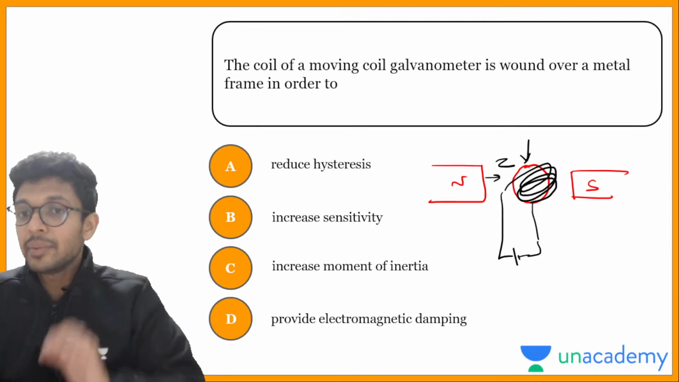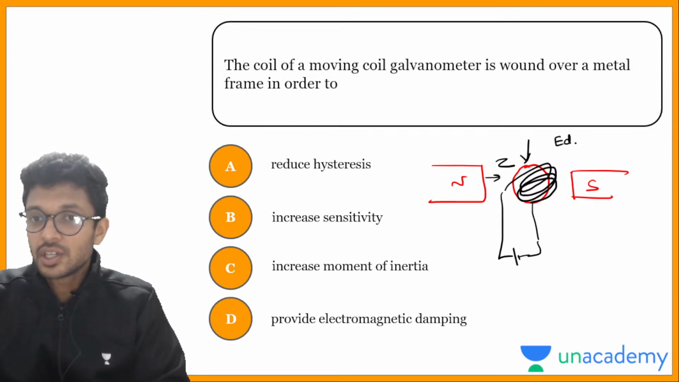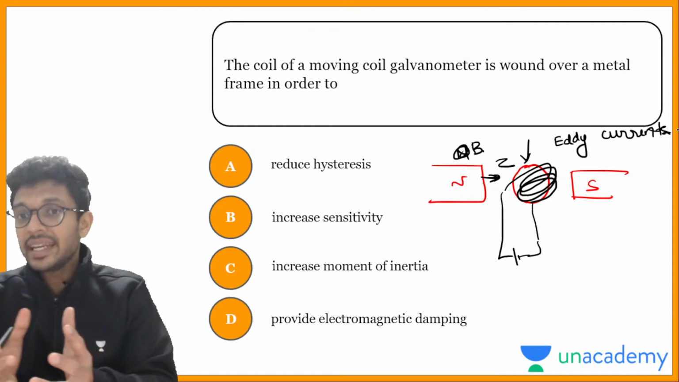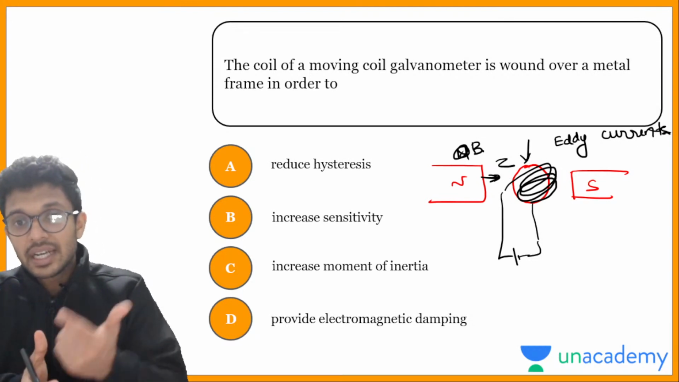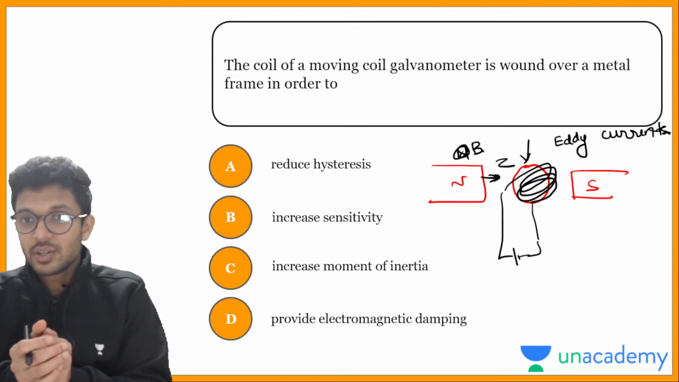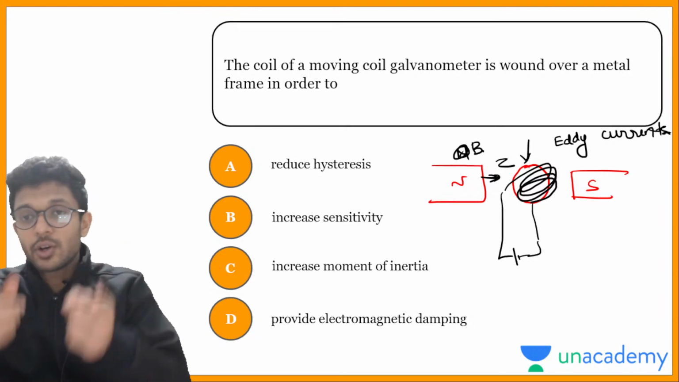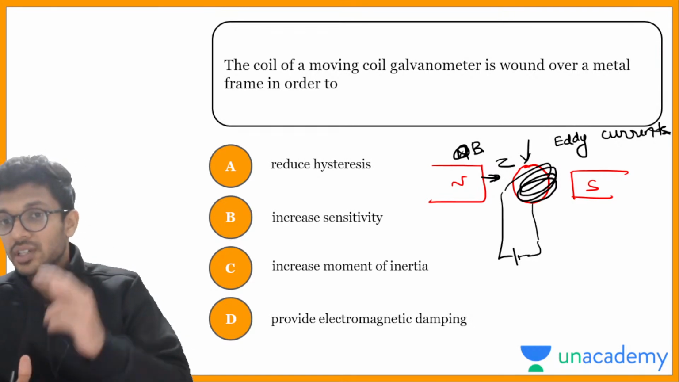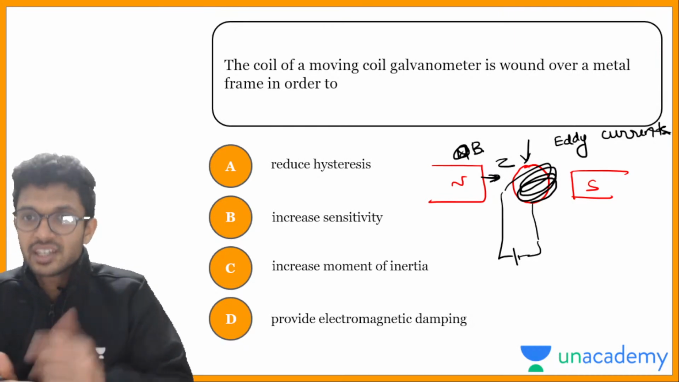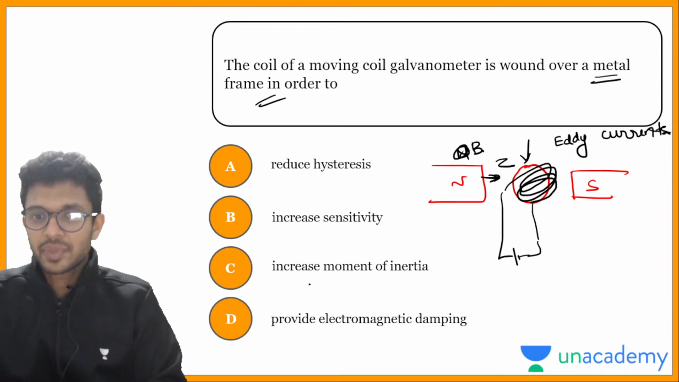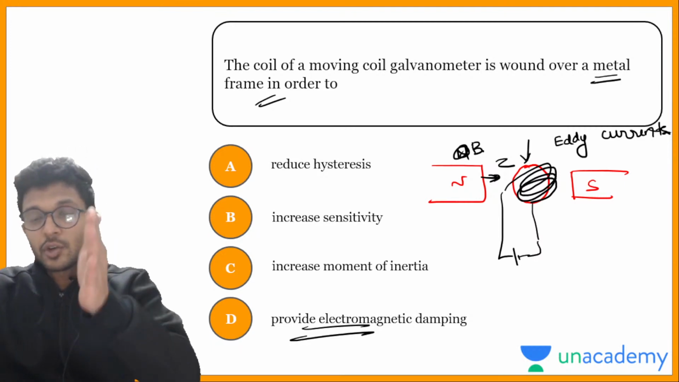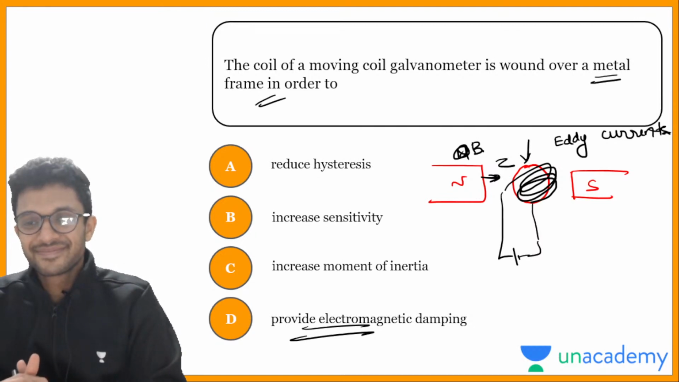Why? Because in the metal frame, eddy currents will be produced. You know that in metals kept in an external magnetic field B, eddy currents will be produced. These eddy currents damp the oscillation, meaning they resist the oscillatory motion of the coil. That is the reason we use a metal frame, because it provides electromagnetic damping. Damping means it acts as a resistance to the oscillatory motion of the coil. Clear?